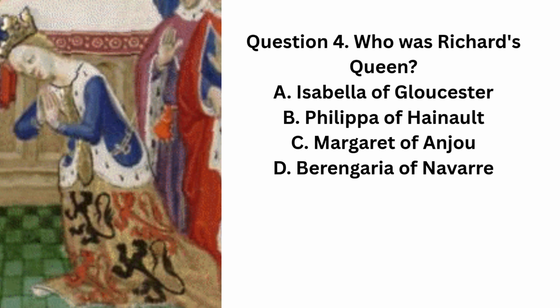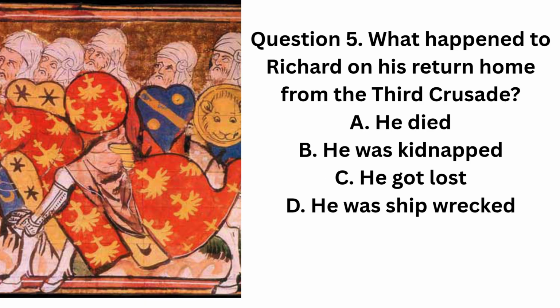Question 4. Who was Richard's queen? Was it A. Isabella of Gloucester, B. Philippa of Hainaut, C. Margaret of Anjou, or D. Berengaria of Navarre?